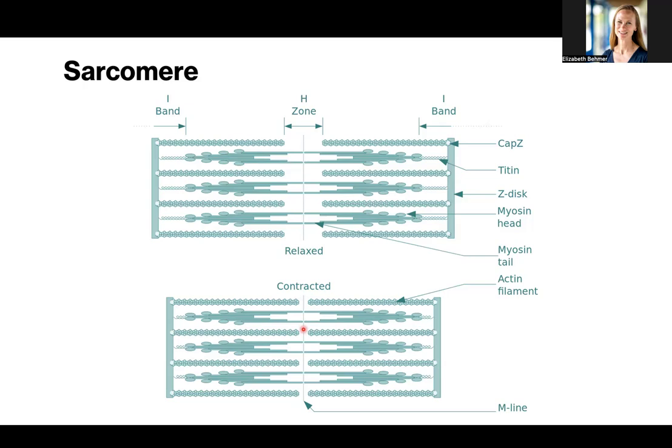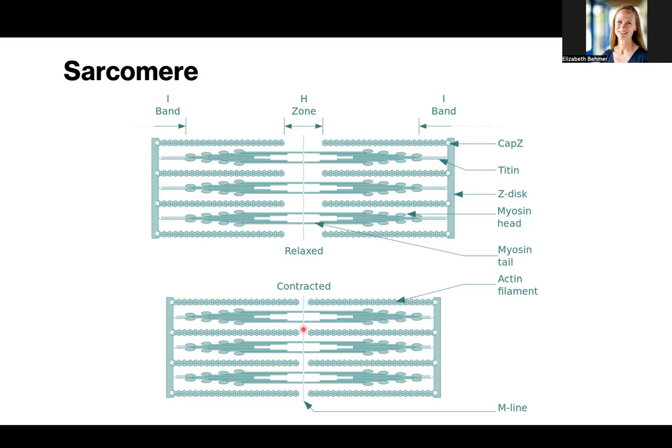This happens over and over again so that your entire skeletal muscle will contract or shorten due to the shortening and contracting of these sarcomeres. When your whole skeletal muscles contract and shorten, they pull on the bone that they're attached to through the tendon, and that causes movement of your skeletal system of your body.